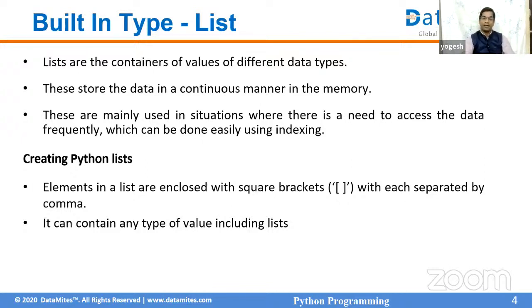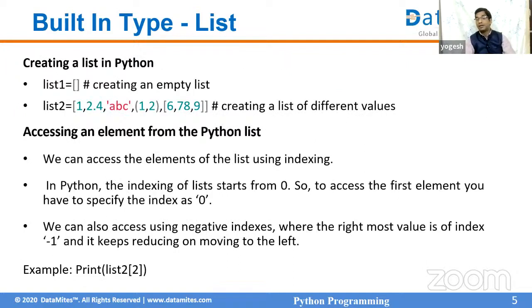How do I create a Python list? In a Python list, the items are enclosed in square brackets, and each item is separated by a comma. And the second thing is that it can hold any kind of value. So that is what we are going to create here.